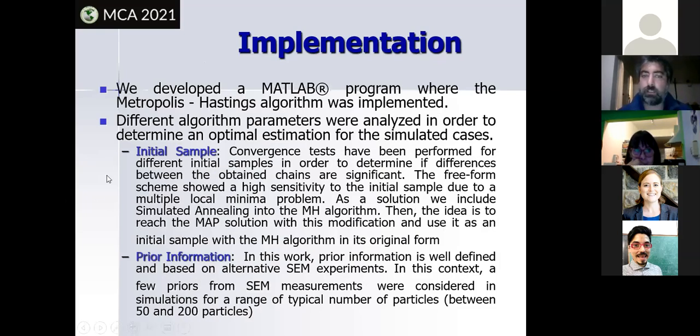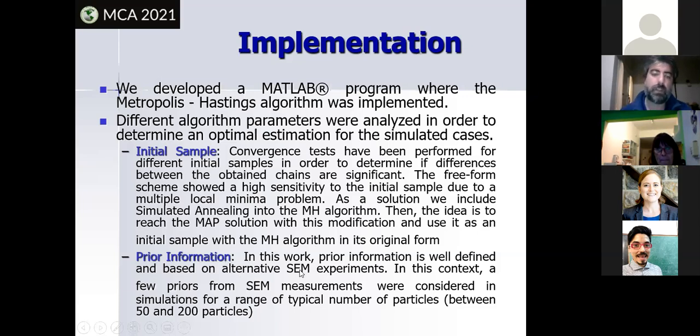Well, we must determine if the initial sample is essential to obtain different chains and final results. So we see that the free form scheme shows high sensitivity to the initial sample due to a multiple local minima problem. As a solution, we include the simulated annealing algorithm into the MH algorithm. How we did this? Well, I can show you after the presentation. The idea is to reach the maximum a posteriori solution with this modification and use it as an initial sample with the MH algorithm in its original form.